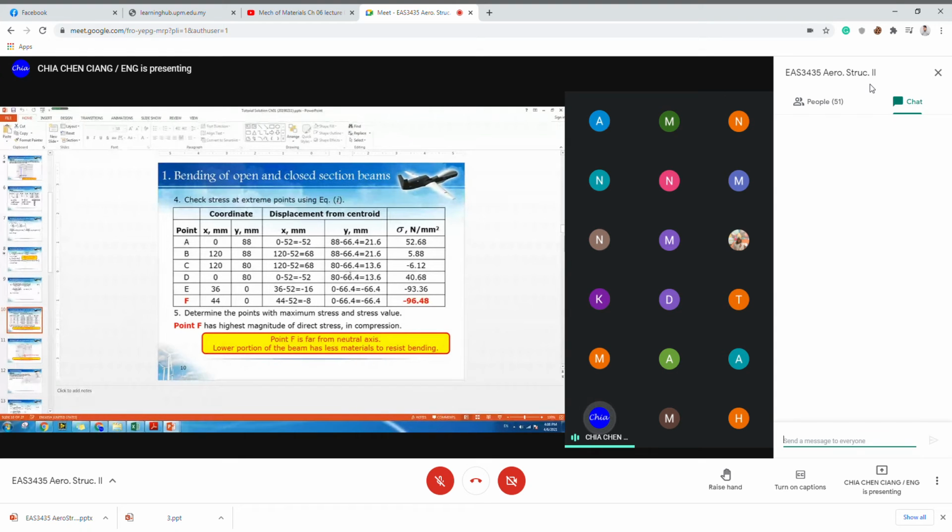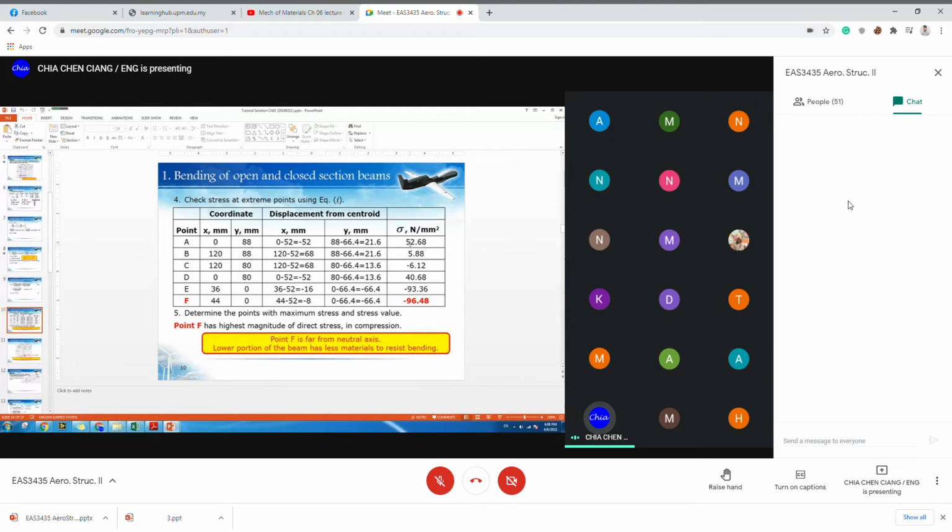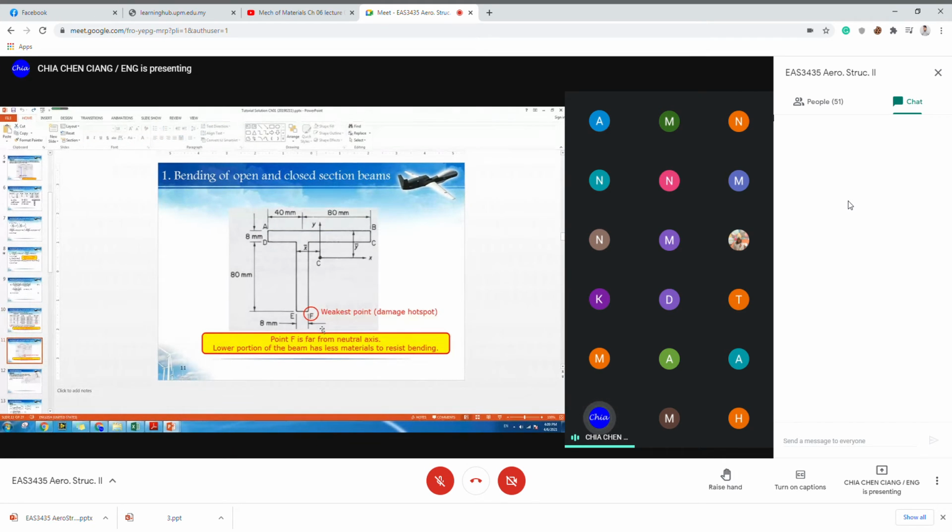Of course, with the table, if you have many points, then the examiners, the lecturers will find it quite difficult to identify. They need to read these values one by one. You better highlight it like what I do for you. You better highlight it using a different color or something. The highlight is this is the highest value, and this is the damage hotspot. So you can sketch, and then you need to show the point as the weakest point on the damage hotspot.